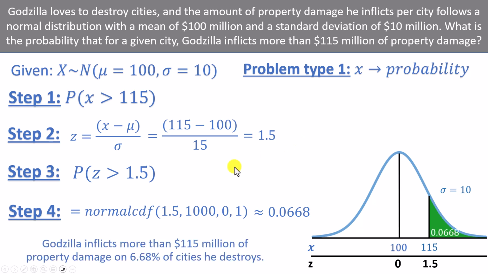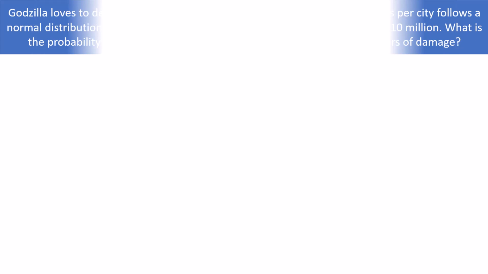So really what that tells us is that there's about a 6.68% chance that on any random city, Godzilla is going to inflict more than $115 million of property damage. And that completes this problem type number 1. All right, so let's go ahead and try another problem.